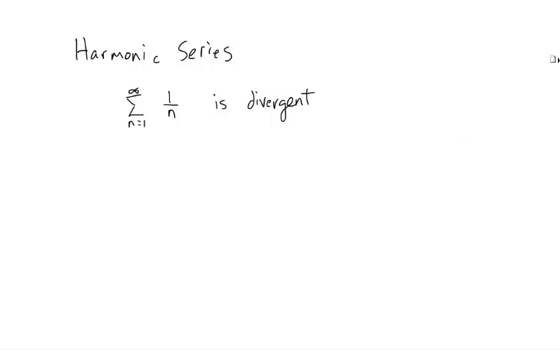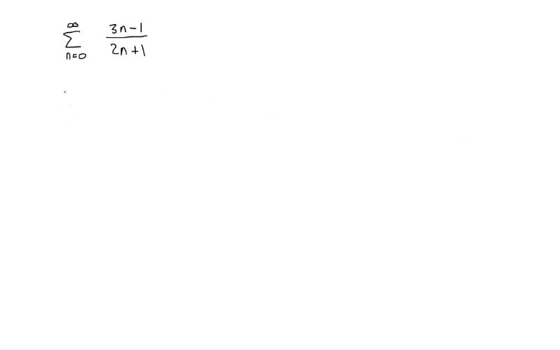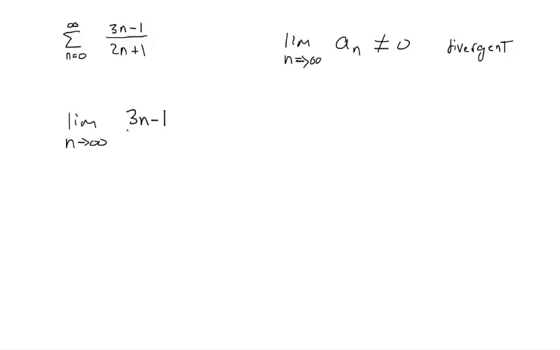So for the test for divergence, what we're going to do is take the limit as n goes to infinity of a sub n, and if that limit is not equal to 0, then it's divergent. So we're going to take the limit as n goes to infinity of (3n minus 1) divided by (2n plus 1).